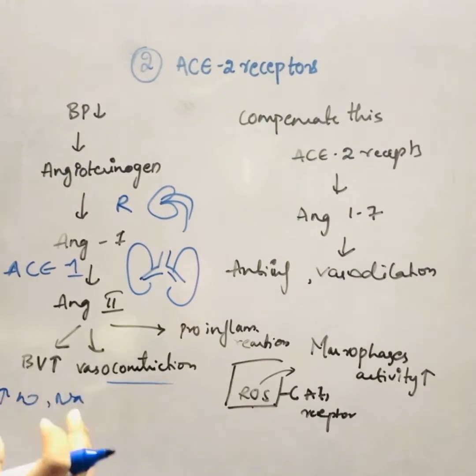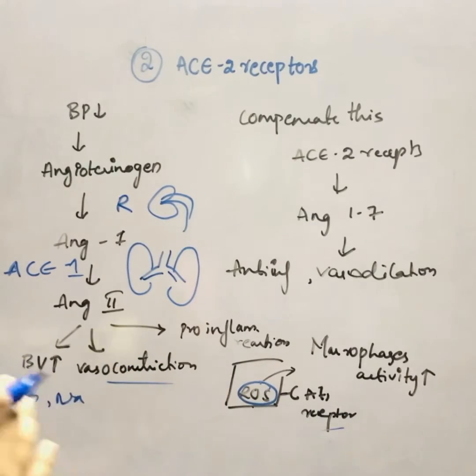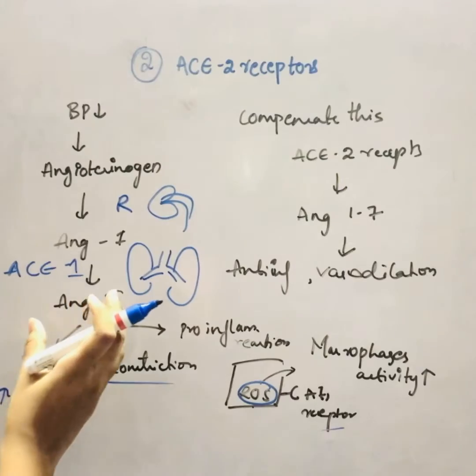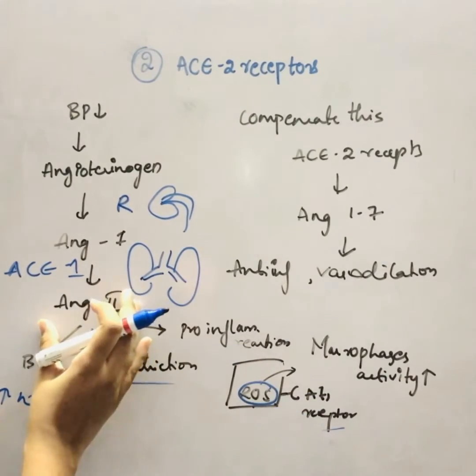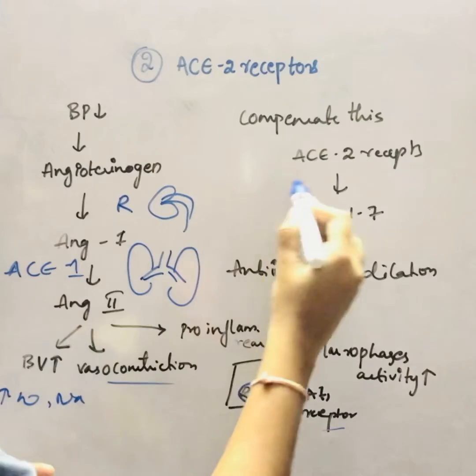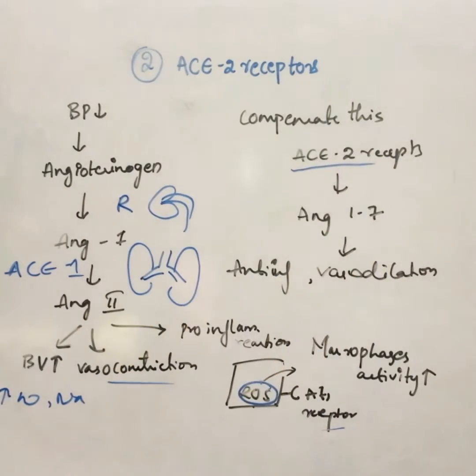This angiotensin 2 is going to bind with the AT1 receptors on the cell and produce a substance called ROS, that is reactive oxygen species. This ROS is going to damage the cell wall. That is nothing but angiotensin 2 damaging our own cells. Okay, to prevent this, to compensate this reaction, angiotensin 2 will also bind with the ACE2 receptors.